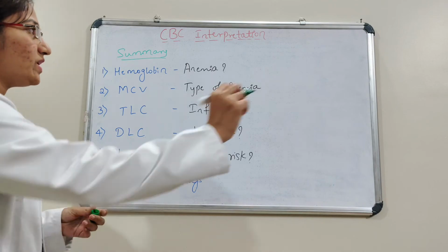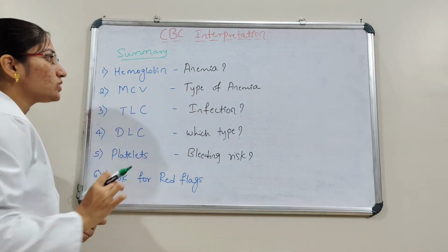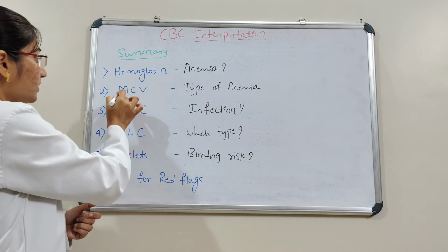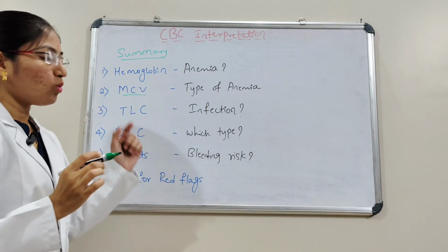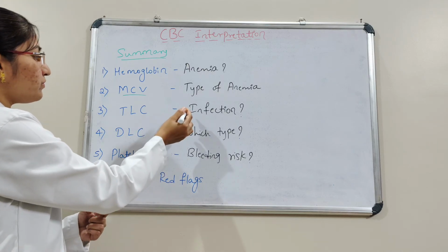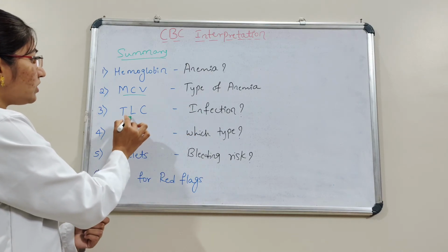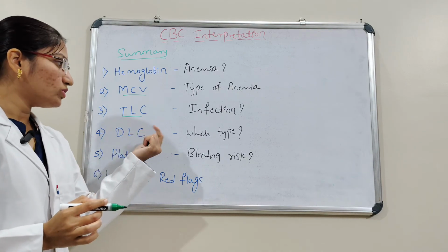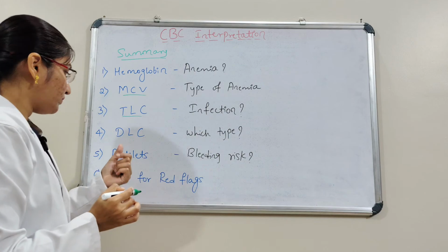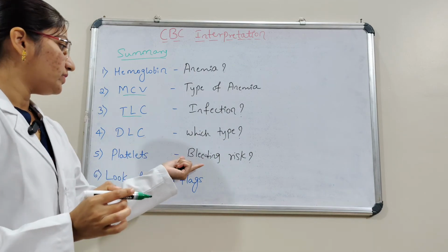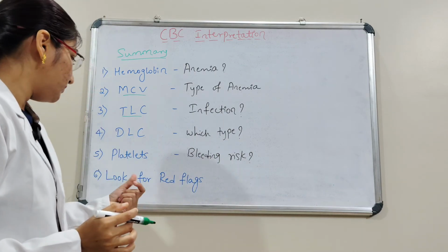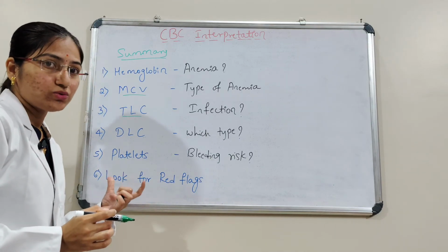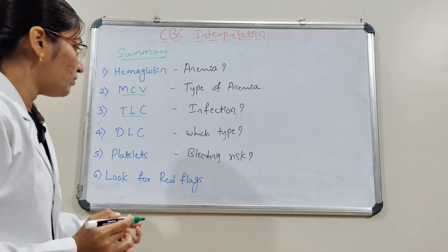Now we will see the summary. Hemoglobin to find out anemia, and then MCV, mean corpuscular volume, to find out the type of anemia. Then total leukocyte count and differential leukocyte count, to find out the type of infection. Then platelets, whether there is bleeding risk or not. And the sixth one is to look for red flag values, which has to be remembered.